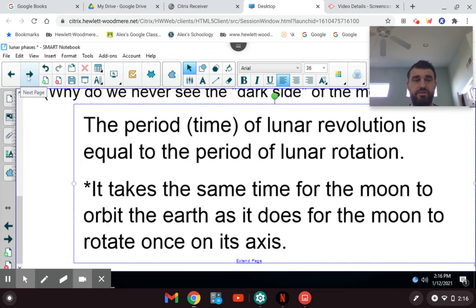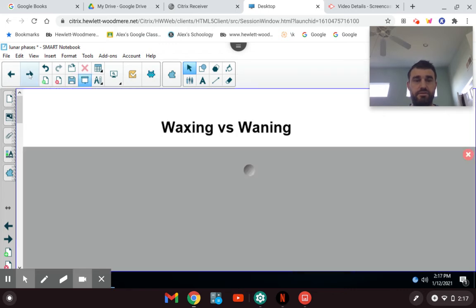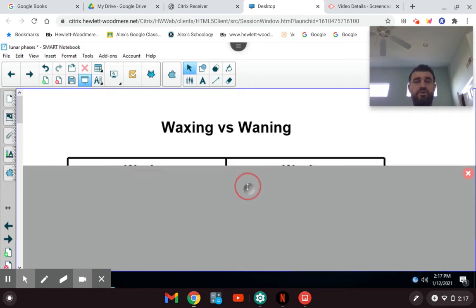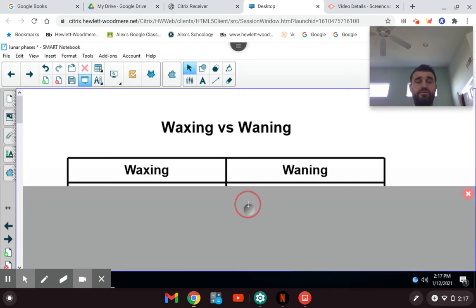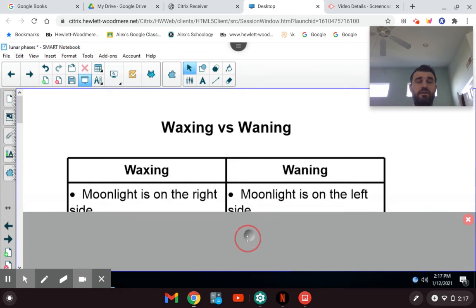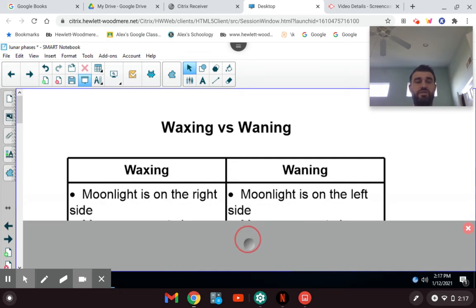Okay, let's finish up on these notes. We're going to just write down the notes on waxing versus waning. So if you could create like a little T-chart comparing the two. Waxing on the left and waning on the right. I should have probably switched it the other way around because that's where the light's the opposite side. So waxing, moonlight is on the right side. Waning, moonlight is on the left side.